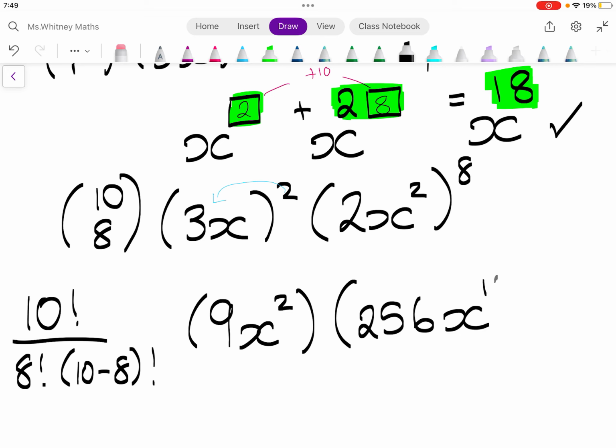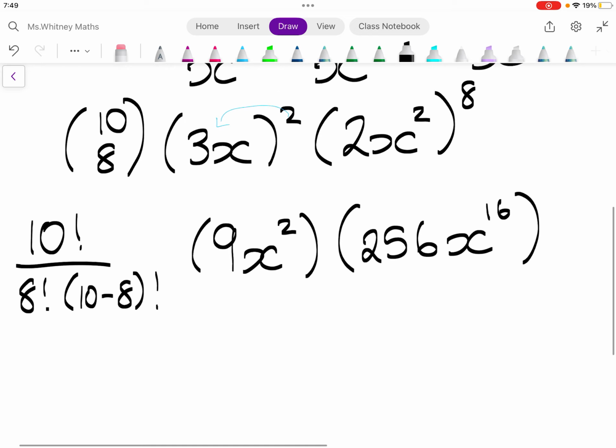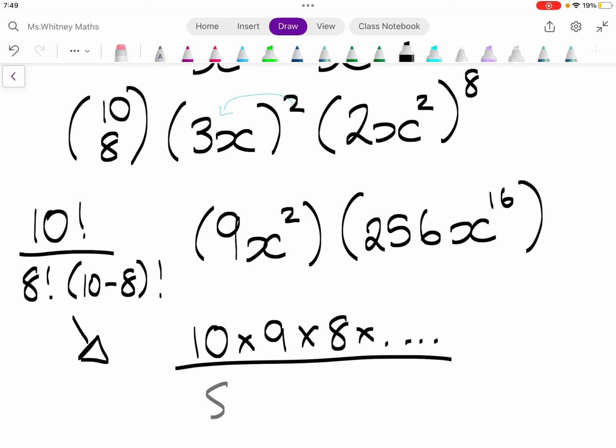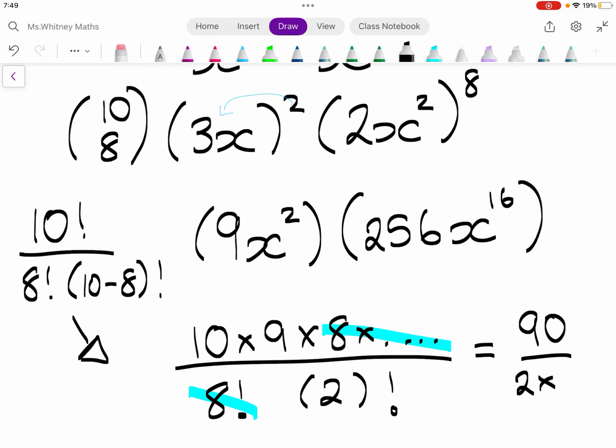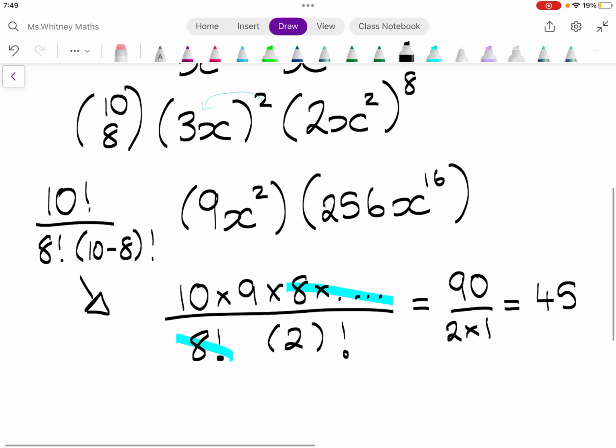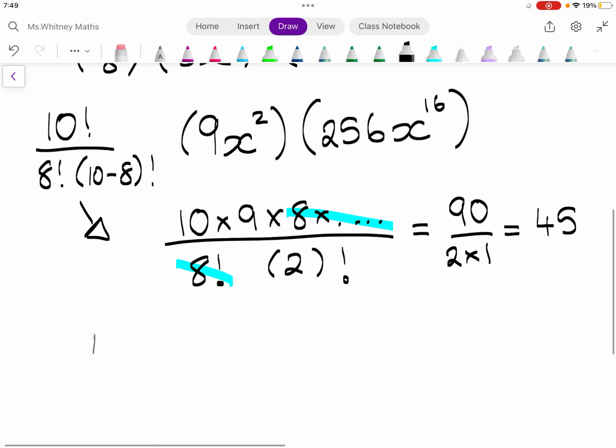8x to the 16. Okay, now let's see how the numbers go. This might have been on a calculator paper as well. So over here with the factorial, we have 10 times 9 times 8 and so on. But hopefully your knowledge of factorials shows that you can do 8 cancelling an 8 factorial. These two are both 8 factorial, so we can cancel them. So that's going to become 90 divided by 2 times 1, which is just 90 divided by 2, which is going to be 45.